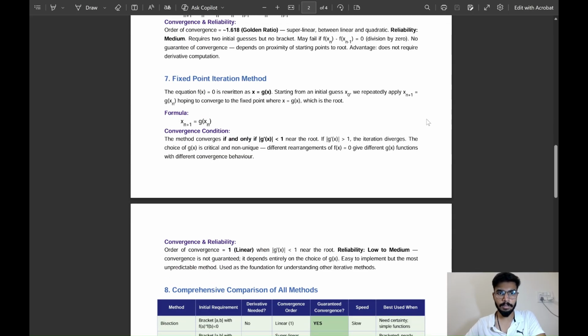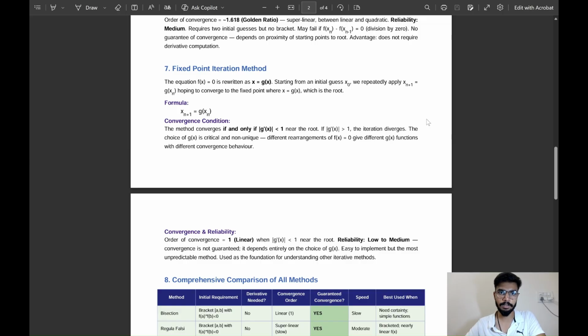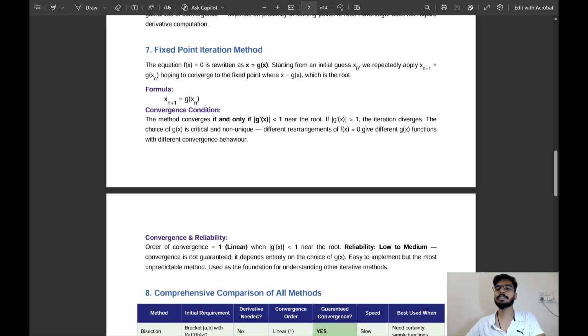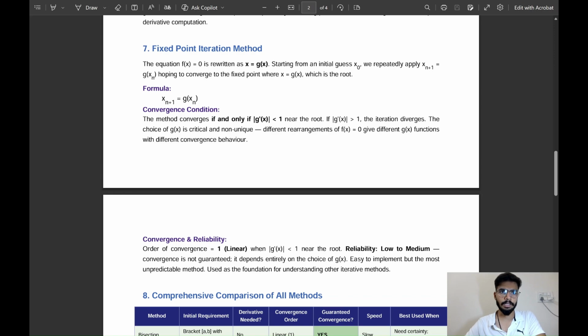This is what our secant method is. Now our next and last method is the fixed point iteration method. The equation f(x) = 0 is written as x = g(x). Starting from an initial guess x0, we repeatedly apply x(n+1) = g(xn), hoping to converge to the fixed point where x is equal to g(x), which is the root.